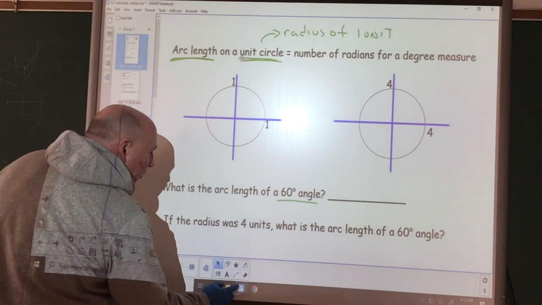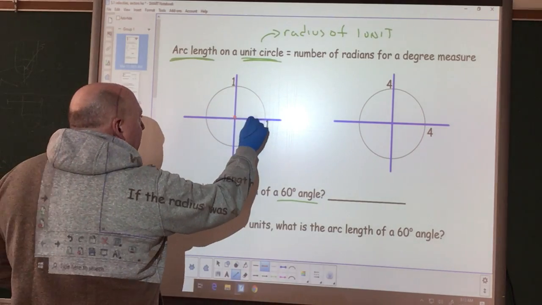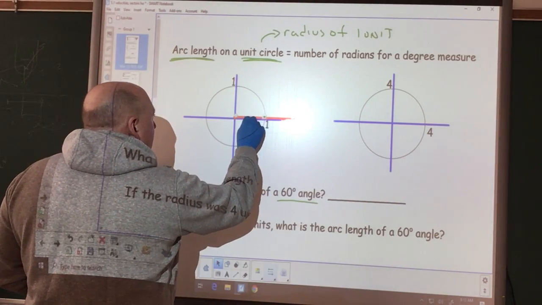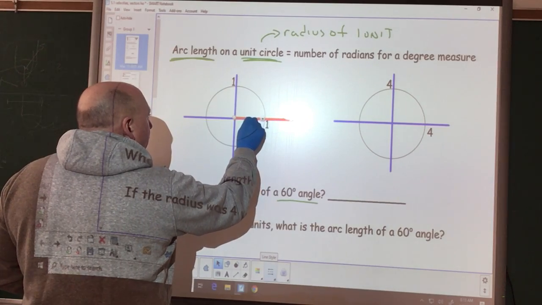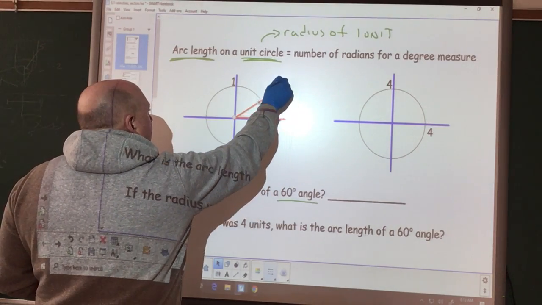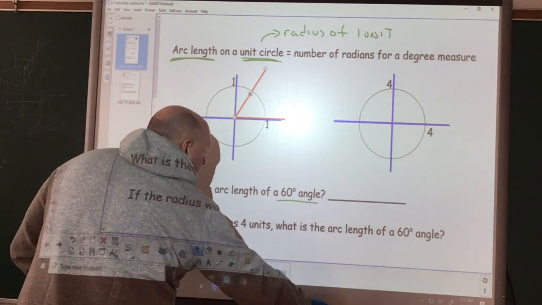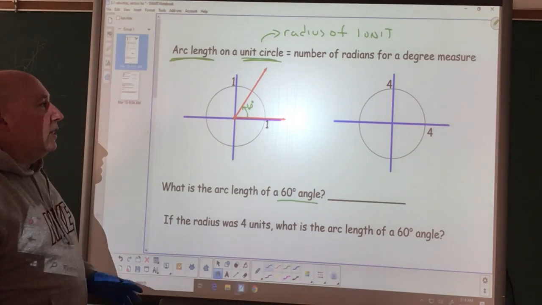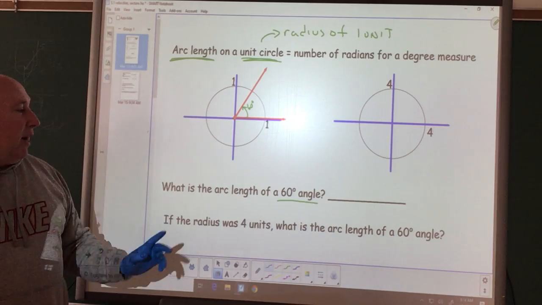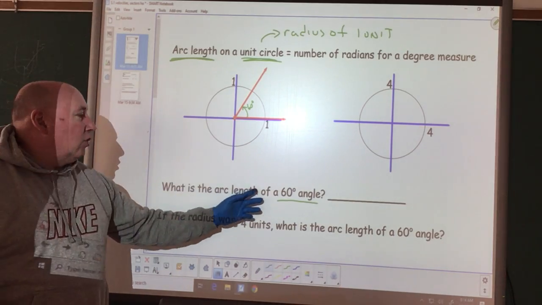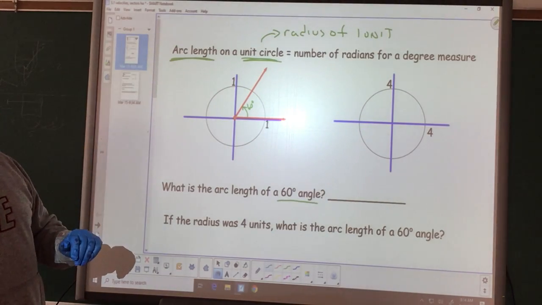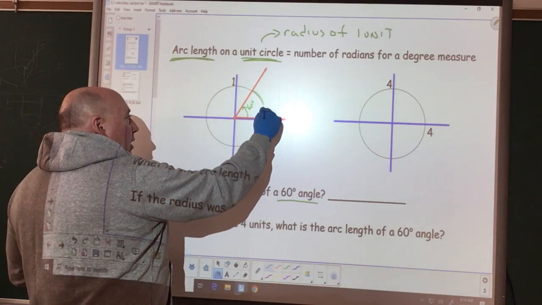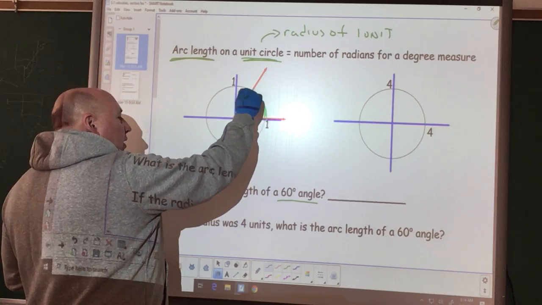If I take an angle here and rotate it 60 degrees, that's a rotation of 60 degrees. What we want to find is the arc length of this unit circle for an angle that's rotated 60 degrees. So we want to find the measure of this right here.